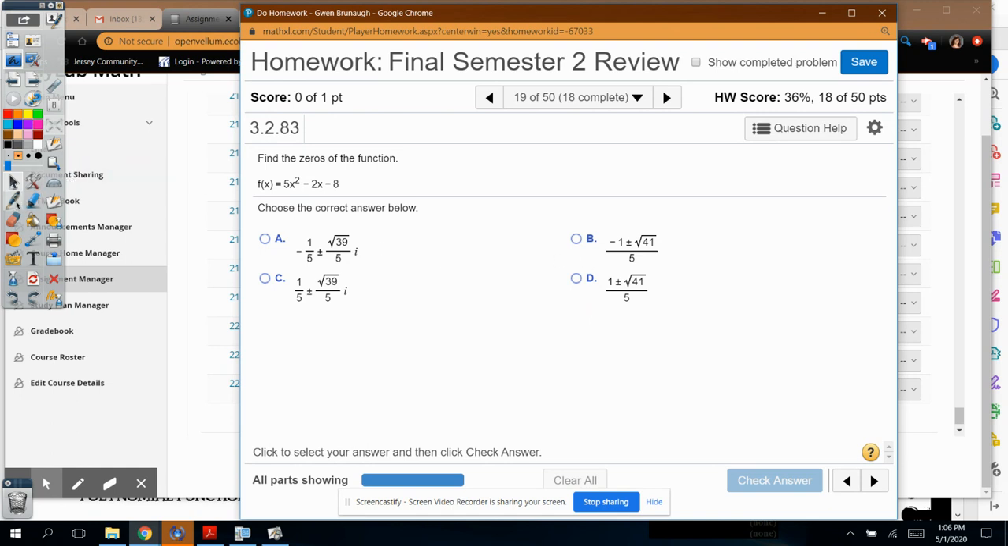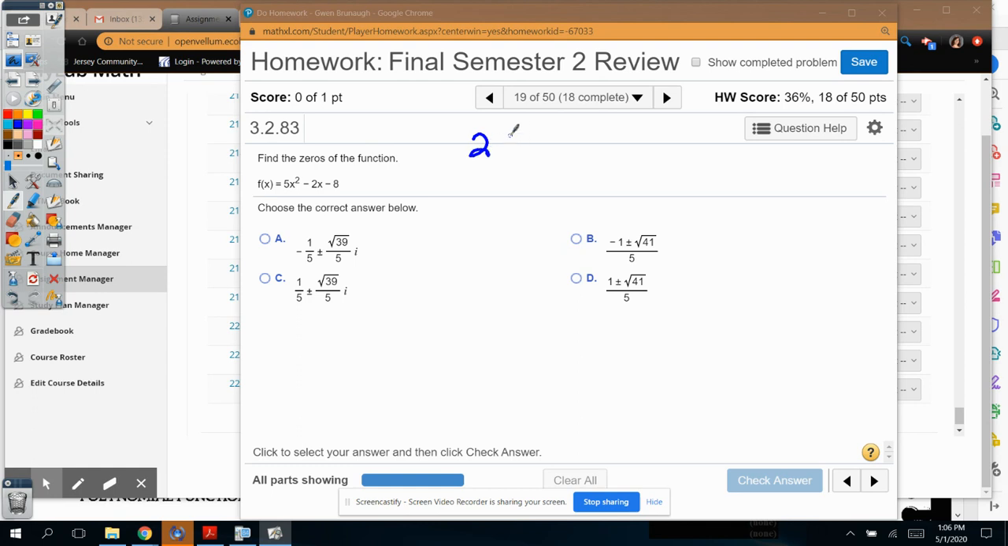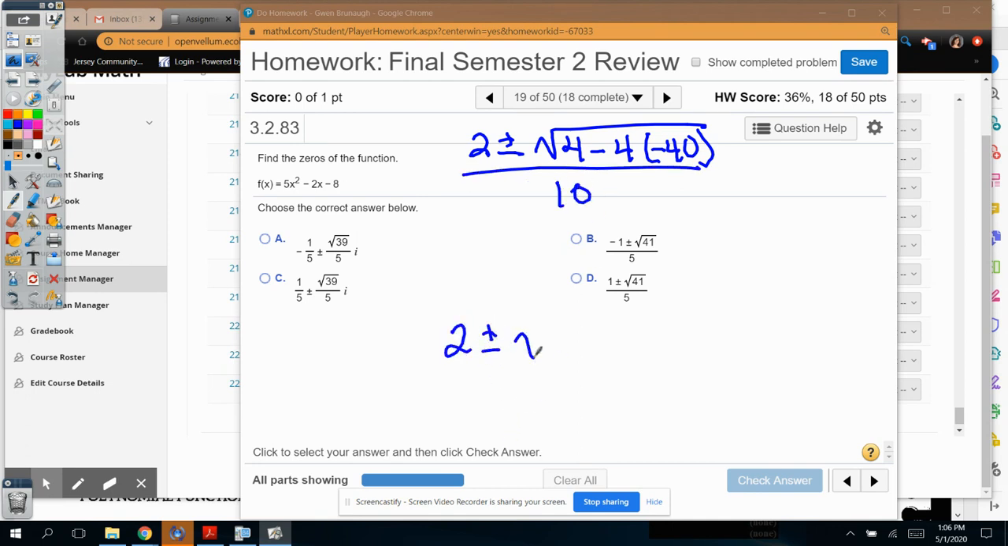Find the zeros of this guy. I would do quadratic formula again. X equals negative b, that's a 2, plus or minus square root. B squared is 4 minus 4 times a times c, be very careful here with the sign. 5 and negative 8 is negative 40, all over 2a, which is 10. 2 plus or minus, this will be 4 minus 160, which is a negative 156 over 10.